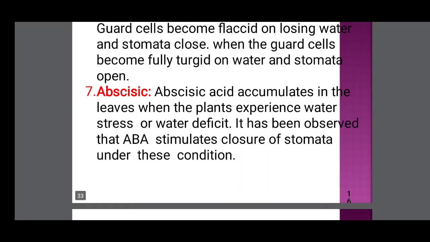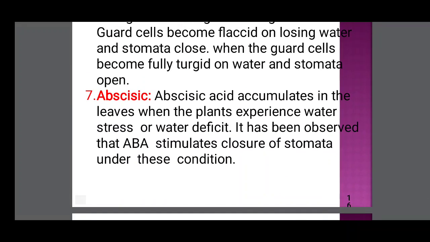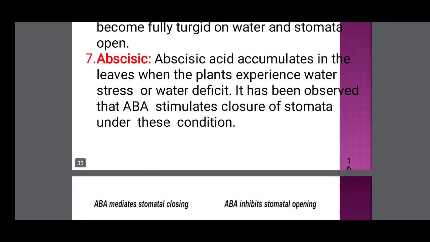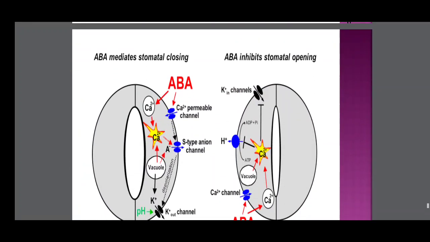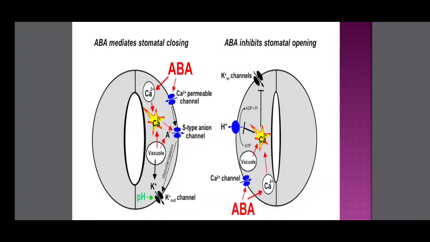Abscisic acid is a natural anti-transpirant also. When abscisic acid is formed in the leaves, the stomata close. When there is a water deficit in the plant, ABA is formed. ABA stimulates the closing of the stomata under this condition. So abscisic acid closes the stomata. ABA is the natural anti-transpirant. So ABA mediates stomatal closing.